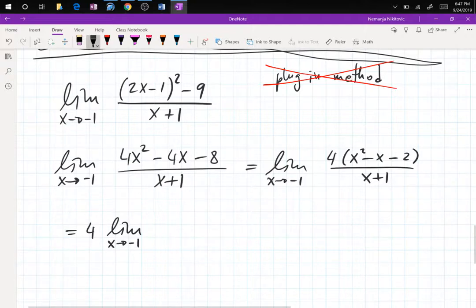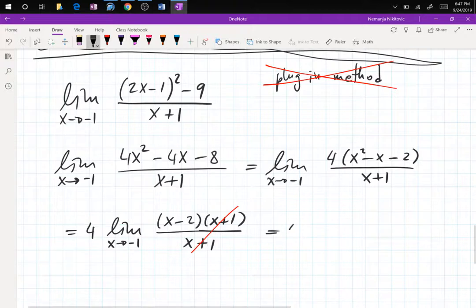And now we can factor this one into x minus 2, x plus 1. That's the boss move right there, see? So x plus 1, and now these two annihilate each other. Great. We have 4 times -1 minus 2, for a total of -12.